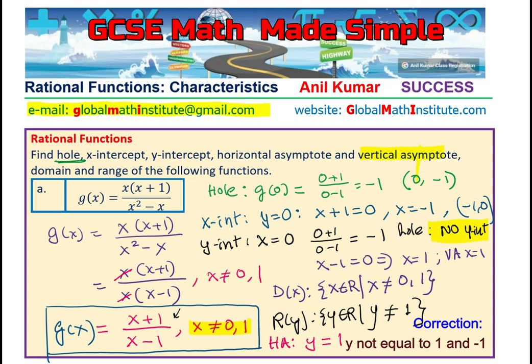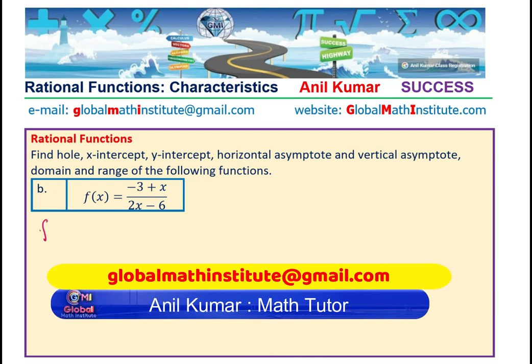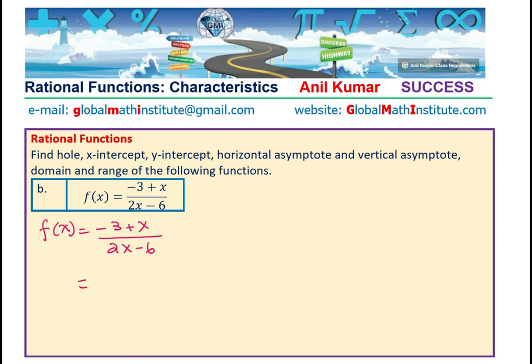Now let's take up the next example, which is question number 2. Here we are given a function f of x equals minus 3 plus x over 2x minus 6. It can be factored. It's good to write x first, so let me write it like this, x minus 3, over 2 common, so we get x minus 3 here also. Since x minus 3 cancels, we get half, and we know that x is not equal to 3. So that is our function.